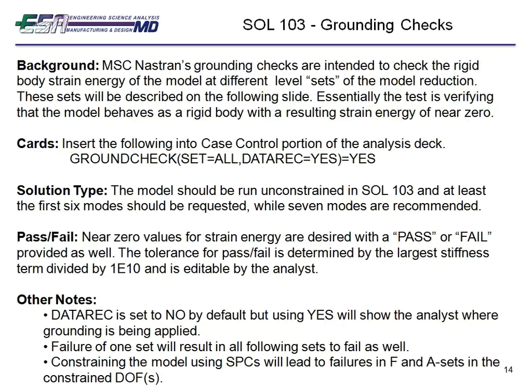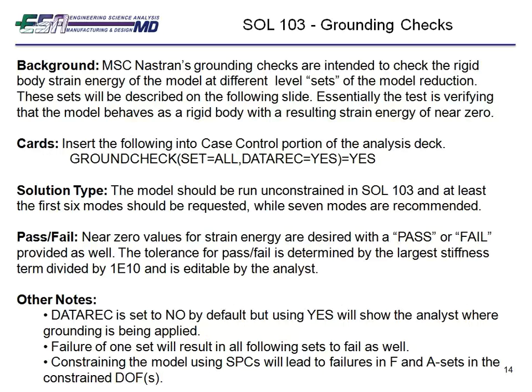As we said previously, you want to run the model unconstrained in Solution 103 and ask for at least the first 6 modes, but 7 are recommended because you're also looking for those first 6 rigid body modes. Near zero values for strain energy are desired, and Nastran will give you a nice pass or fail for each of the 6 degrees of freedom. The tolerance for pass or fail is determined by dividing the largest stiffness term in the stiffness matrix by 1e to the 10, which is changeable by the analyst.